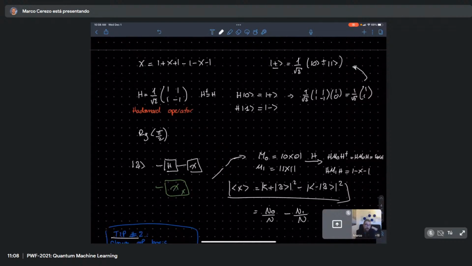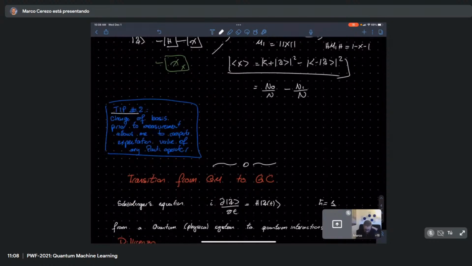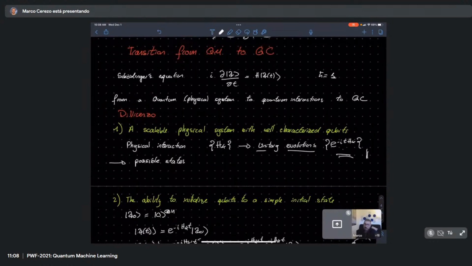Then we saw how to get expectation values of operators that are perhaps not in the Z basis, like how we can compute the expectation value of X. I'm going to come back to this in just a second. And then we started seeing, all right, so we have the basic framework for quantum mechanics. How do we use that for quantum computing? How do we actually use that for quantum computing?